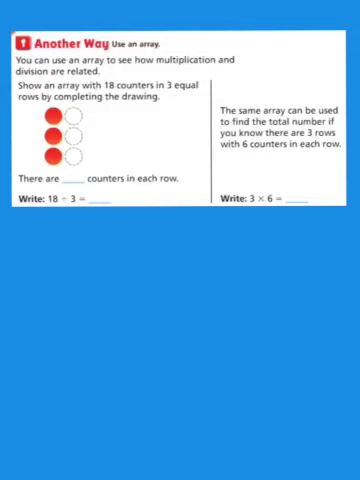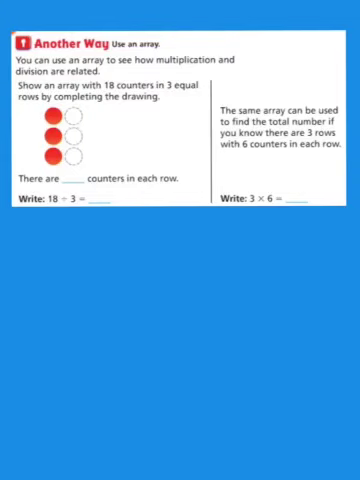Another way we can solve this problem is to use an array. You can use an array to see how multiplication and division are related. We can start off by doing an array with 18 counters in 3 equal rows. So they have actually begun our array for us.